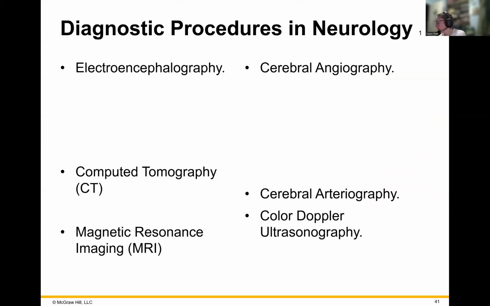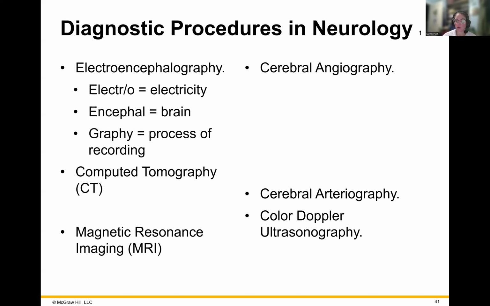Diagnostic procedures in the nervous system, or neurology. We have electroencephalography. Electro is electricity, encephal is brain, and graphy is the process of recording. Electroencephalography. There we go. Tongue tied again.